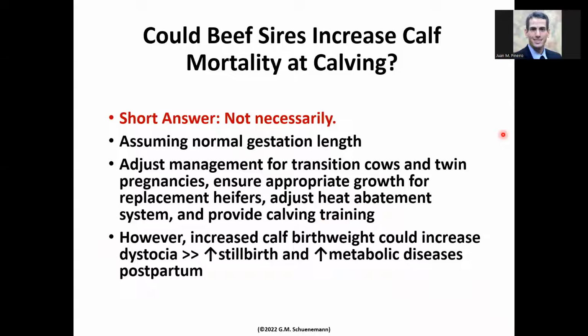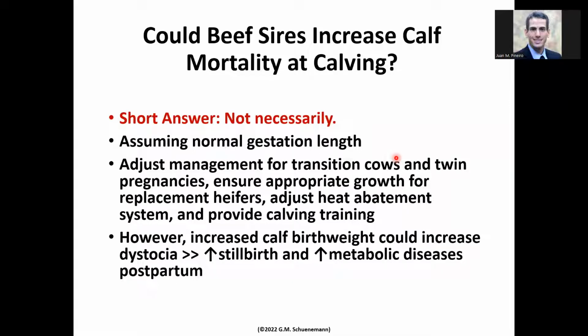So could beef sire increase calf mortality at calving? I get this question quite often, right? They want to know whether or not that increases calf mortality. And my short answer is no. Not necessarily, because when we look at assuming normal gestation length, there are not many differences, at least in the cases that I've been asked to assess.